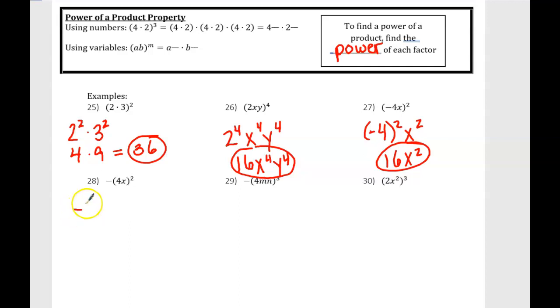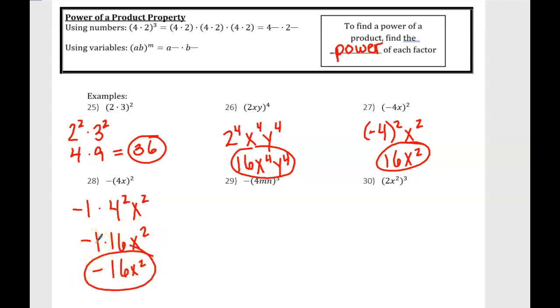So that's kind of like saying a negative 1 times my 4 is going to be squared and my x is going to be squared, because those are the only factors inside the parentheses. So this is going to be a negative 1 times 16x squared, or negative 16x squared would be our final answer for 28.